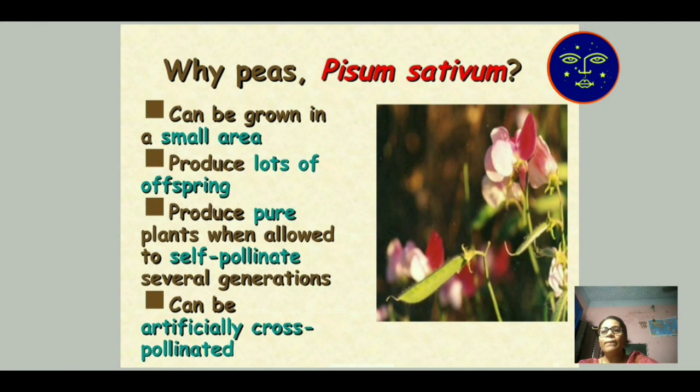Why Pisum sativum, or the pea plant, was chosen by Mendel: the pea plant can be grown in a small area.